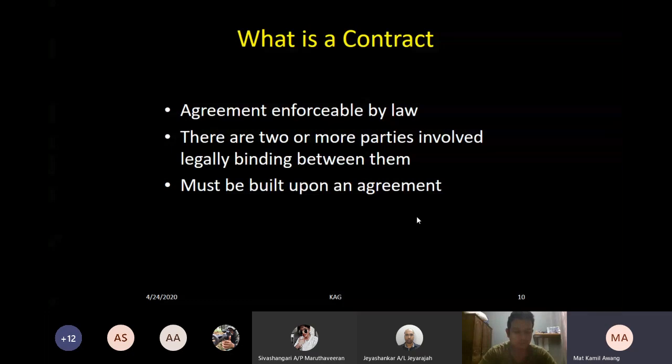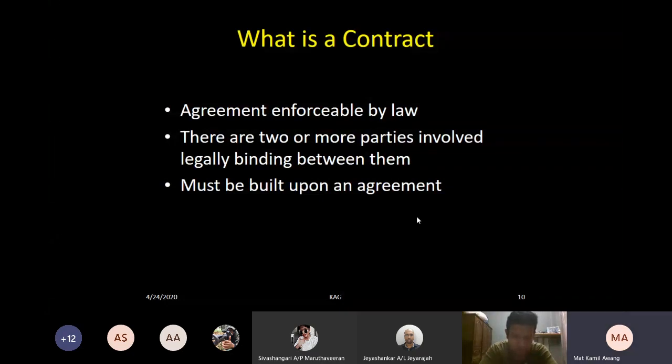So, what is a contract? A contract is basically an agreement enforceable by law. That is a contract. And there must be two or more parties involved, legally binding between them. And the contract must be built upon an agreement. If there is no agreement, there is no contract.